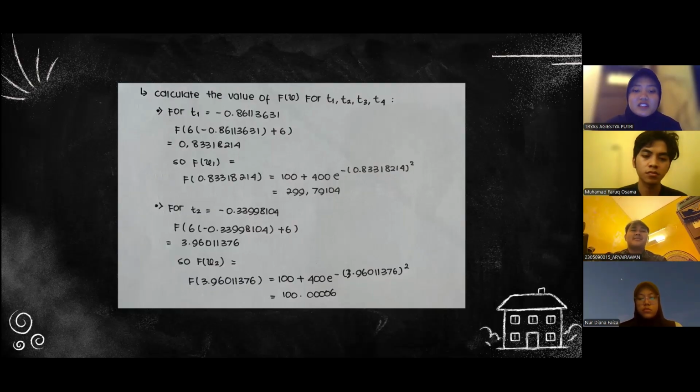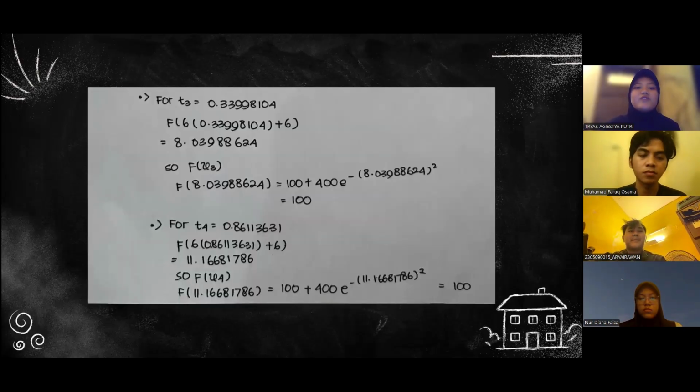And next, for t2 it is done the same way as for t1. The result is 100.0006. Same way for t3, f3 is equal to 100, and for t4 it is 102.